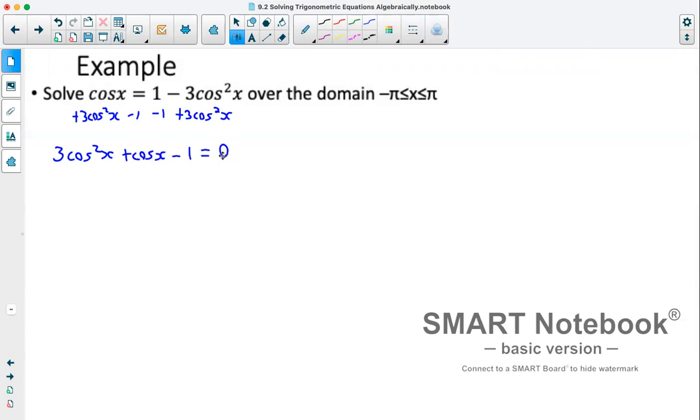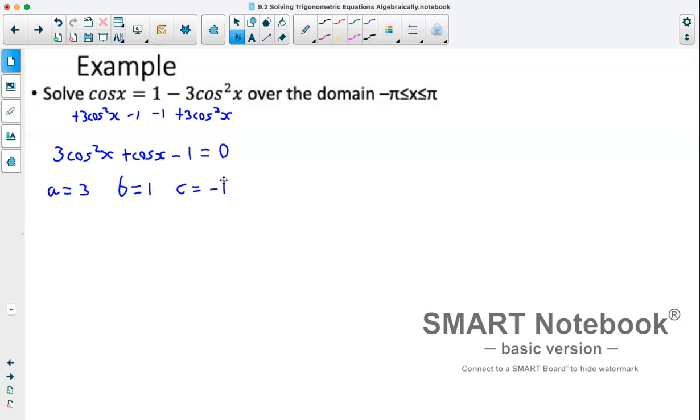Now, in this case, because I'm looking at this to factor, with modified product sum factoring, we'd have 3 times negative 1. So we'd be looking for 2 things that multiply to negative 3, add to 1. I can't think of anything off the top of my head. So I will go straight to my quadratic formula. In that case, the coefficient in front of our cos squared term is our a value, which is 3. In front of our cos term without that square, we don't have anything, so technically that's a 1. So our b is equal to 1, and our c equals negative 1.